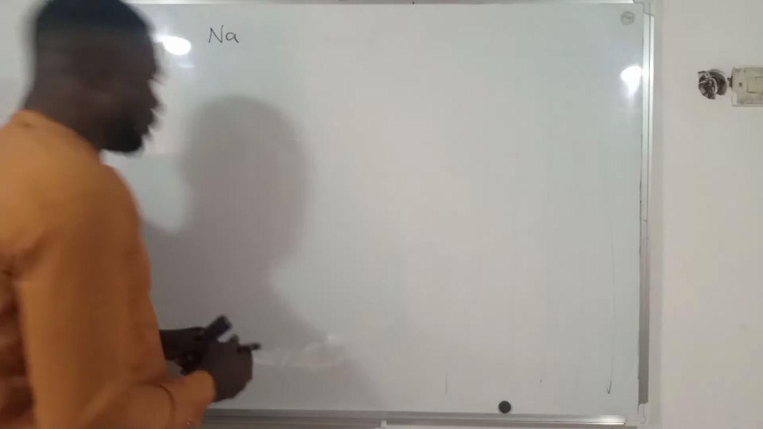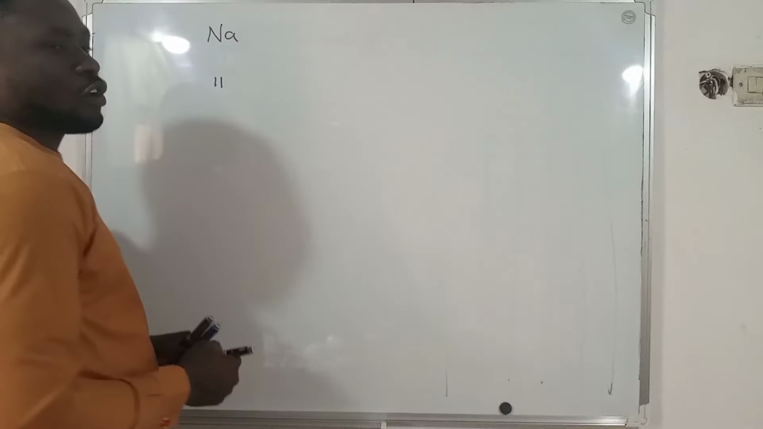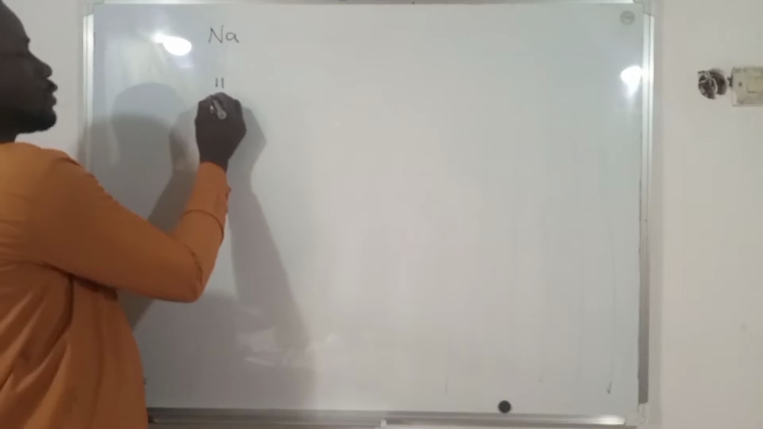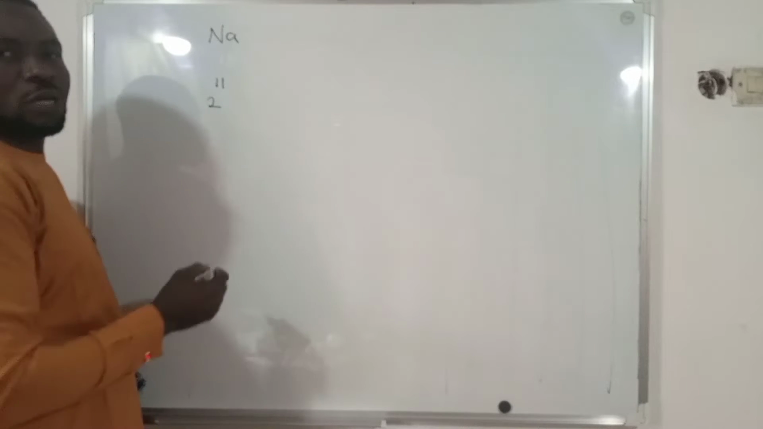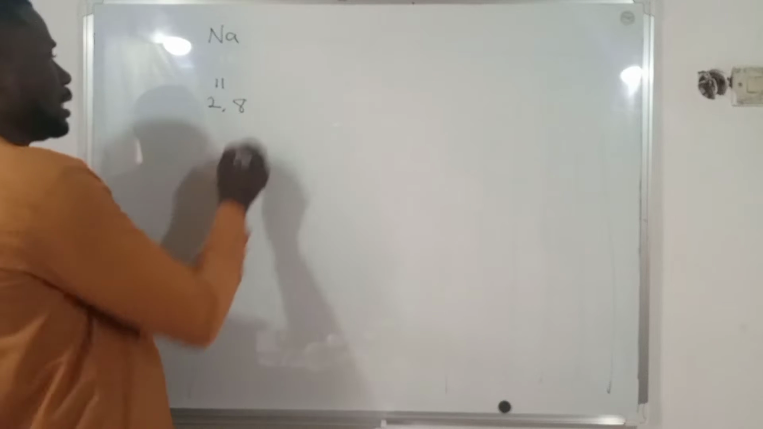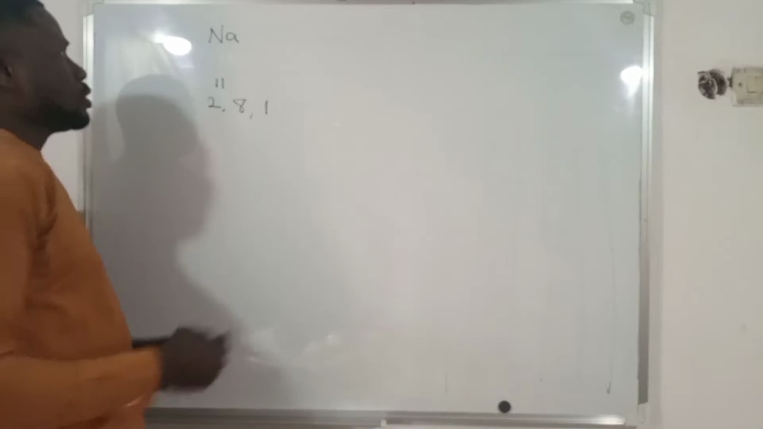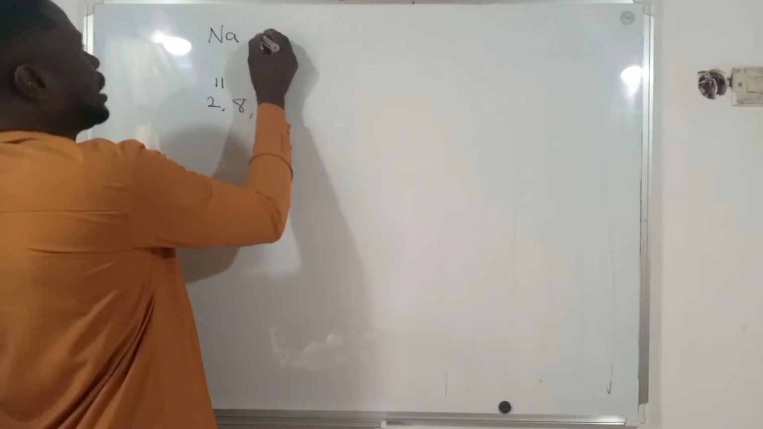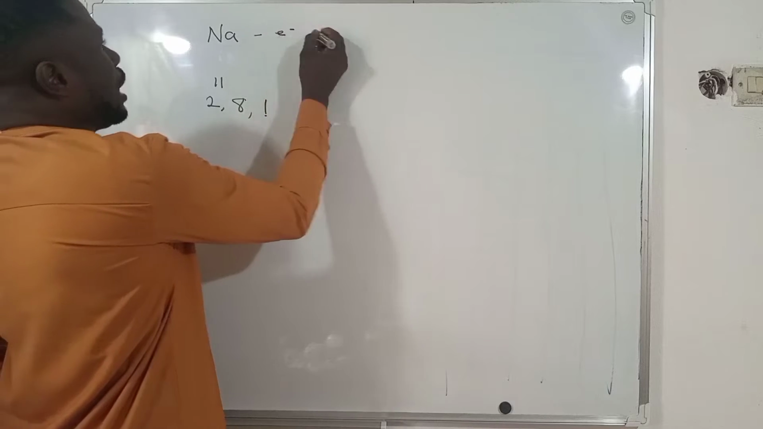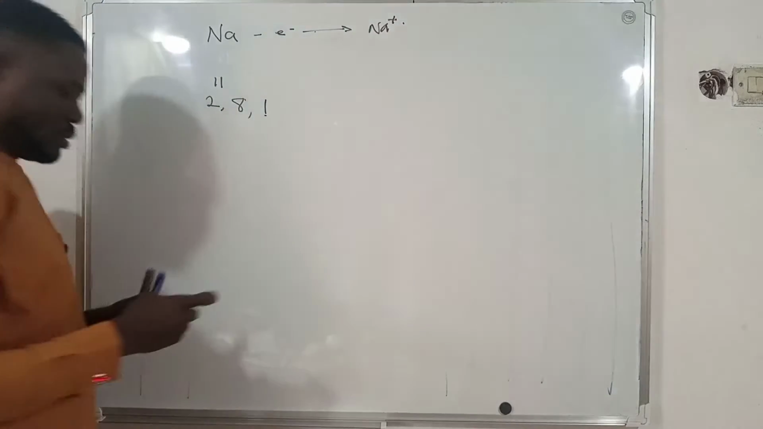Remember that sodium has atomic number 11. If it has atomic number 11, the first shell will have a maximum of 2 electrons, the next shell will have a maximum of 8 electrons, and the third shell will have a single electron. So this single electron is what sodium will give out, and once sodium does that, it becomes sodium plus.